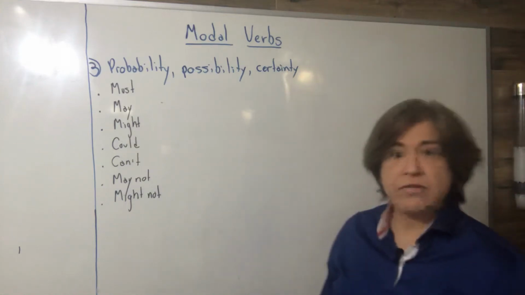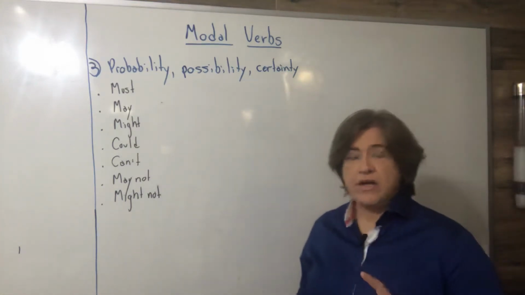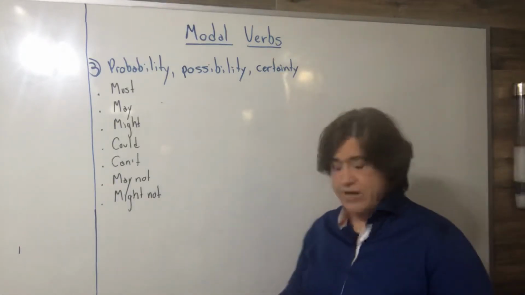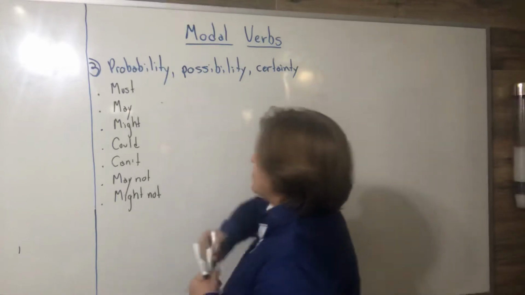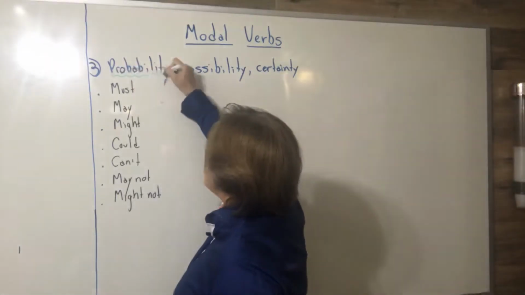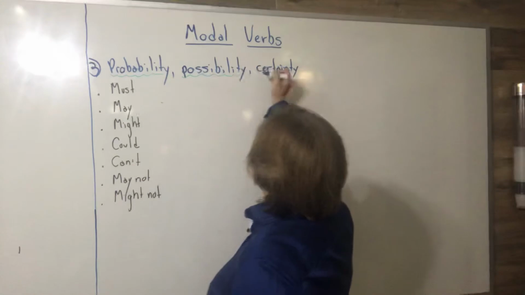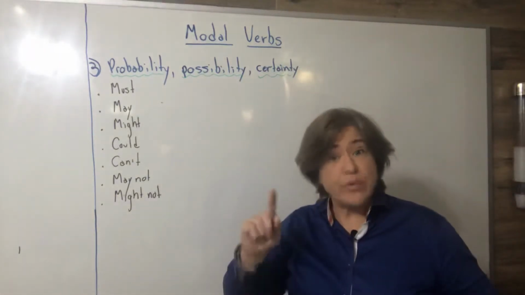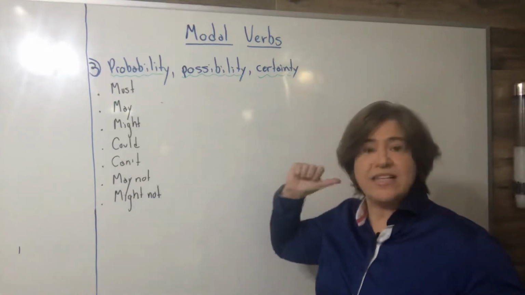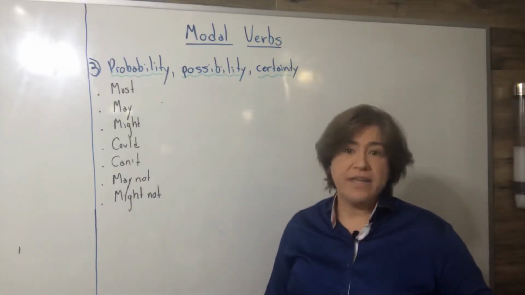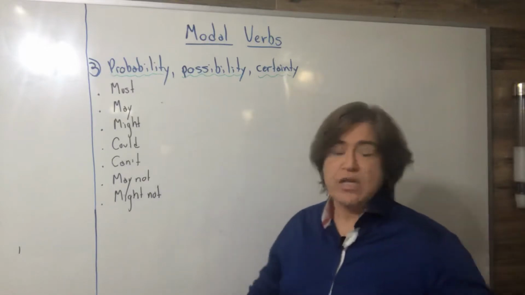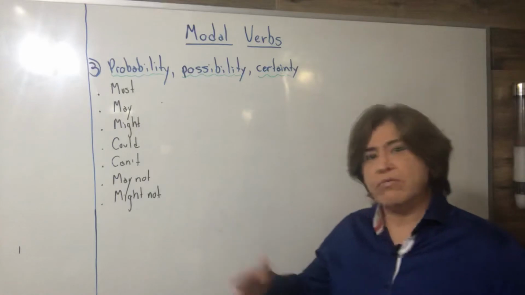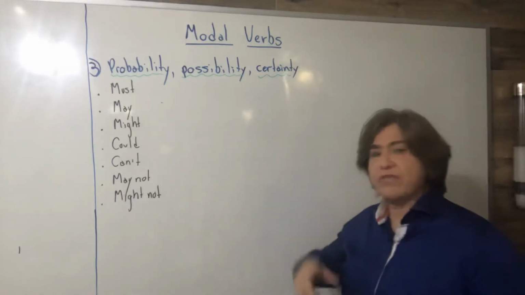Okay, so let's continue modal verbs. We are talking about modal verbs. This is the third category of modal verbs: modal verbs that indicate probability, possibility, and certainty. These modal verbs, we saw them last unit 3, when we were talking about future. So students, it's not different from unit 3. No, I will actually repeat a lot of things from unit 3.